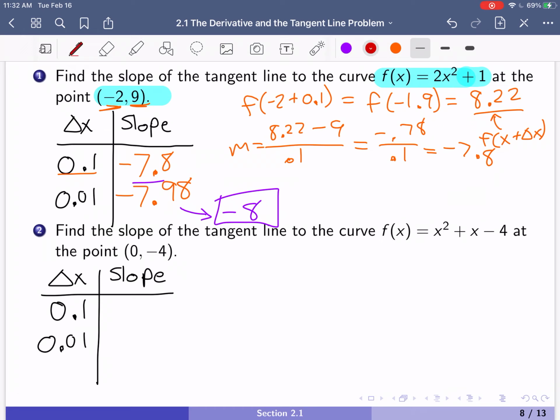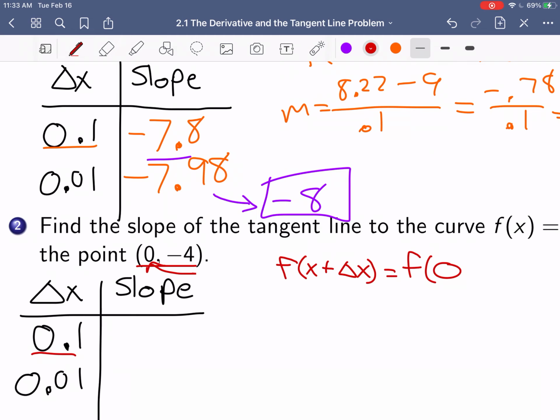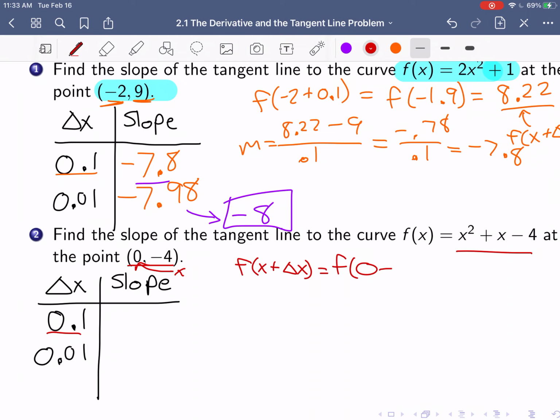Here our function is x squared plus x minus 4. We're looking at the point 0 comma negative 4. And so we're going to find the slope of our tangent line here. We'll use delta x equals 0.1. So we take f of x plus delta x. Our x value is 0, so we have f of 0 plus 0.1. There's our x value of 0 and our delta x value of 0.1.